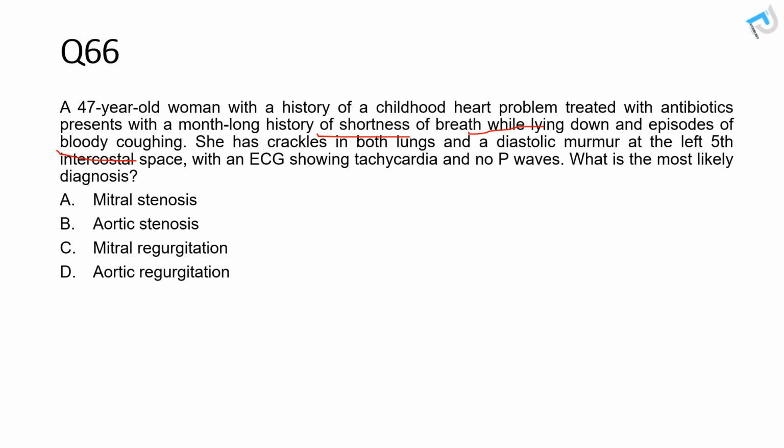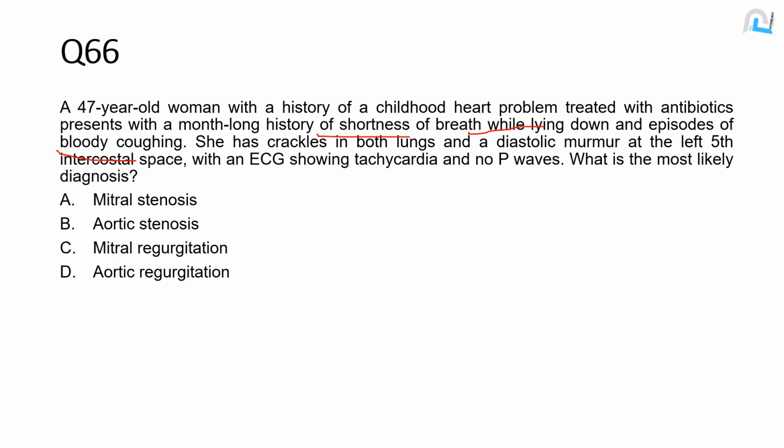She has crackles in both lungs, meaning there is some back pressure on the lung, which causes some sort of congestion there, and a diastolic murmur at the left fifth intercostal space. So the left fifth intercostal space is the apex of the heart, and this place is the best place to hear mitral valve associated problems.